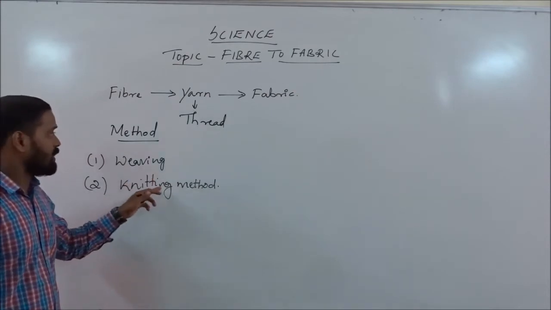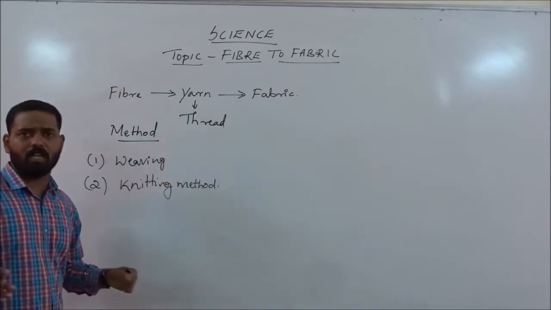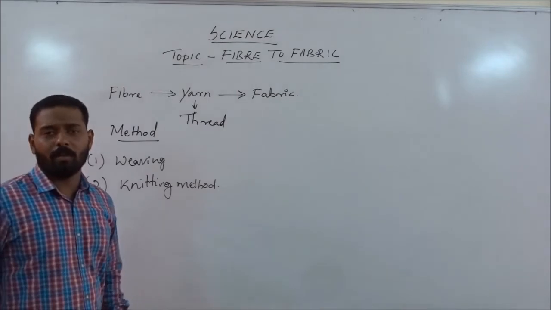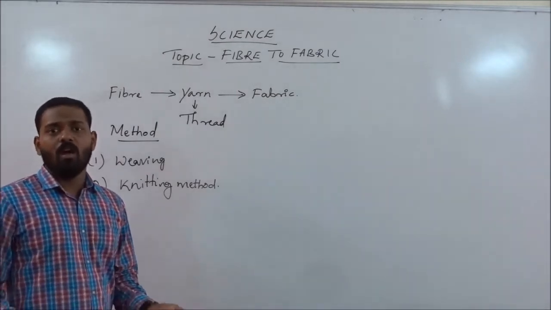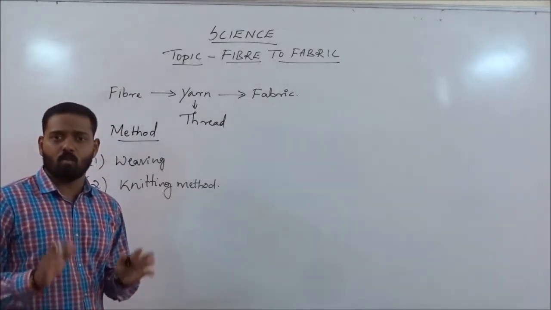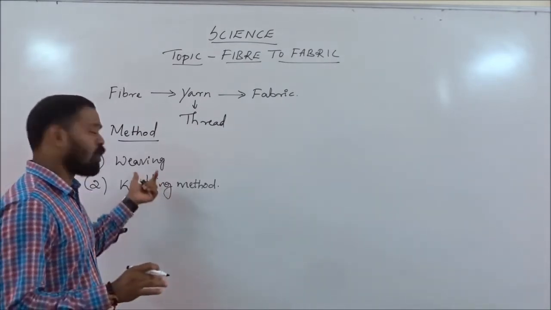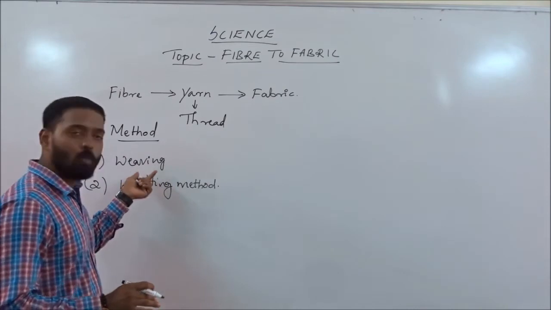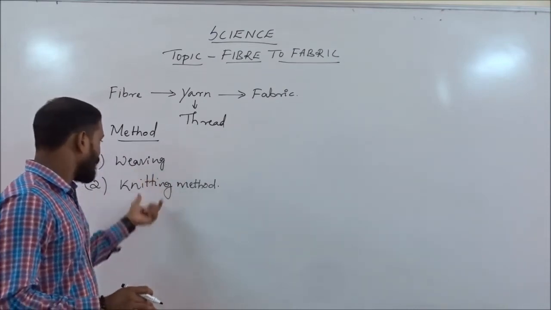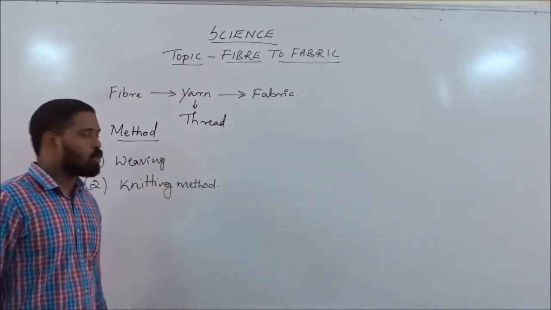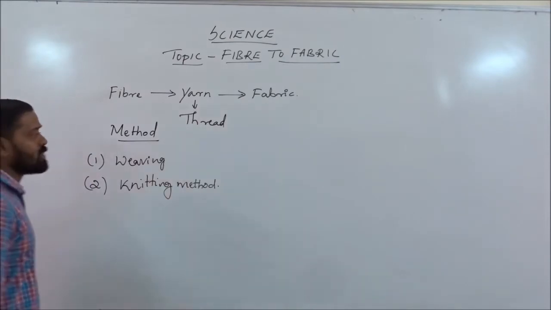Using these methods they make the fabrics. Whether you are wearing shirts, pants, saris, socks, sweaters, whatever kind of cloths you are wearing, the cloth pieces were made by two methods. One is the weaving method, another is the knitting method. So we are going to discuss what this weaving method is.